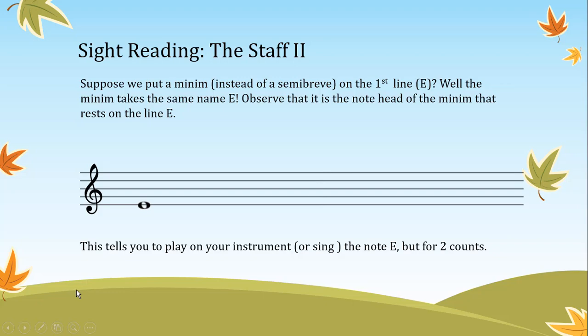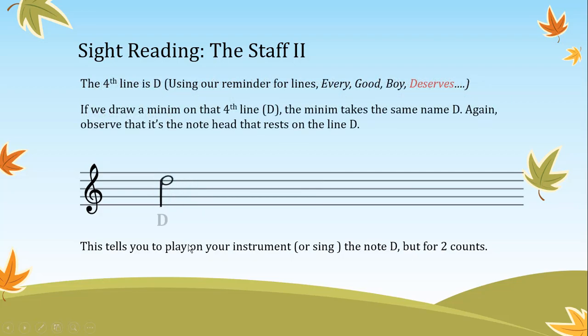Suppose we put a minim instead of a semibreve on that same first line. Well, I hope you remember that the minim has a time value of 2 beats. So we're going to take out the semibreve now and put a minim on that same line. Okay, again, the name of that minim becomes E. So what this tells you to do is to go to your instrument and play the note E. But this time we're not going to play it for 4 counts anymore. We're going to play it for only 2 counts. Why? Because the minim has a time value of 2 beats or 2 counts.